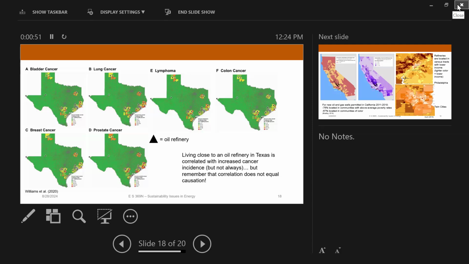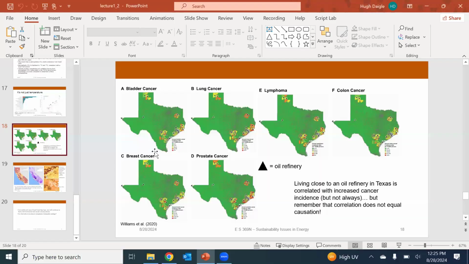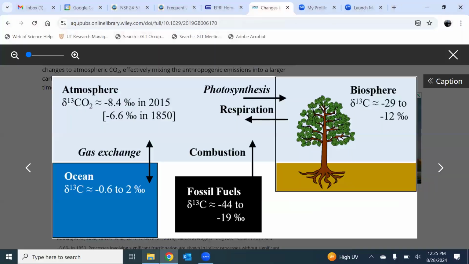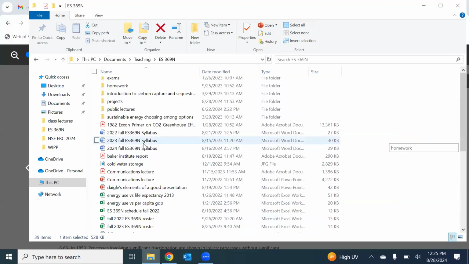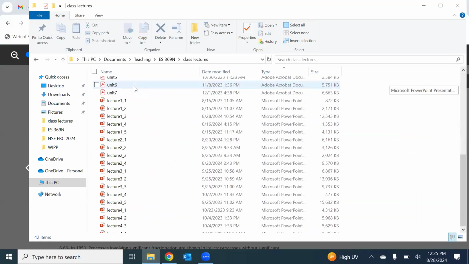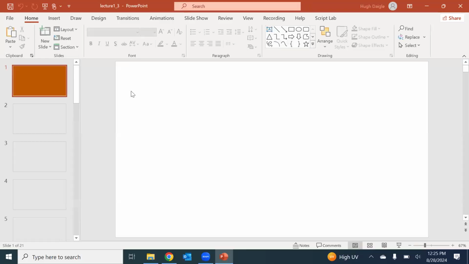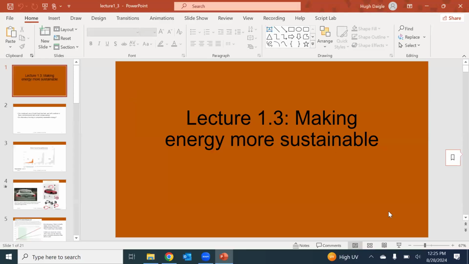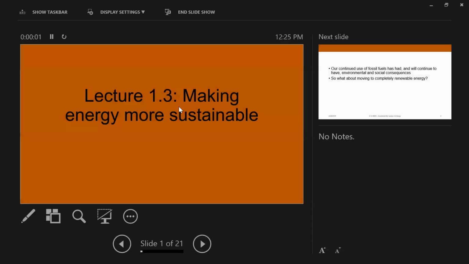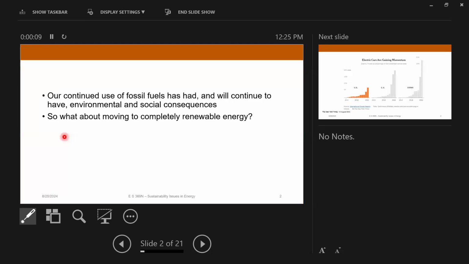Okay, so let's see, unit 1.3. I should have pulled this up already, here it is. And I made an updated version of this slide deck this morning because I found a cool article about lithium extraction. So if you've downloaded this already, you can go back and grab the newest version from Canvas if you want. Okay. So this is just a recap of what we just said.